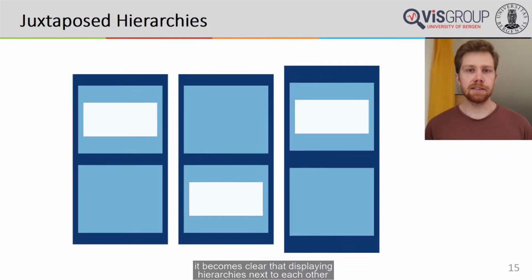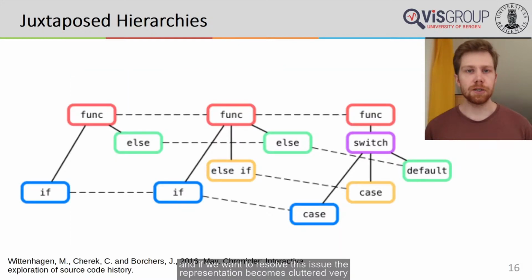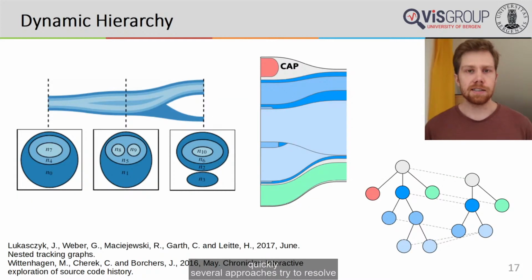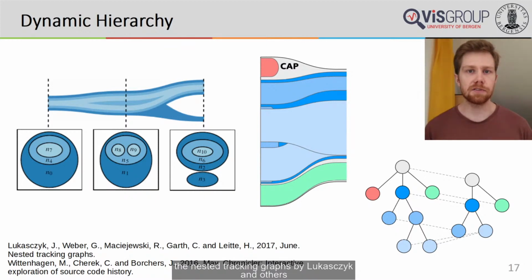It becomes clear that displaying hierarchies next to each other does not display all the information that is in the data. And if we want to resolve this issue, the representation becomes cluttered very quickly. And several approaches try to resolve this issue, and I want to focus on 2 of them. First, the nested tracking graphs by Lukaszek and others, as well as Chronicle by Wittenhagen and others. Both of these methods use a very similar approach. I will demonstrate it for you.